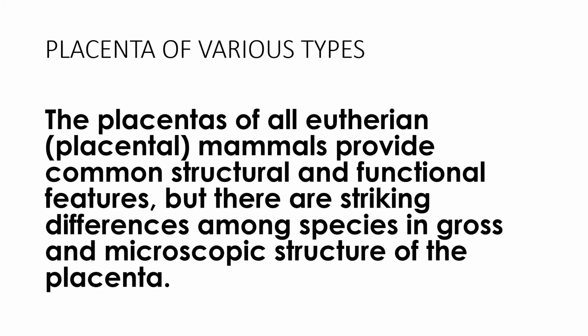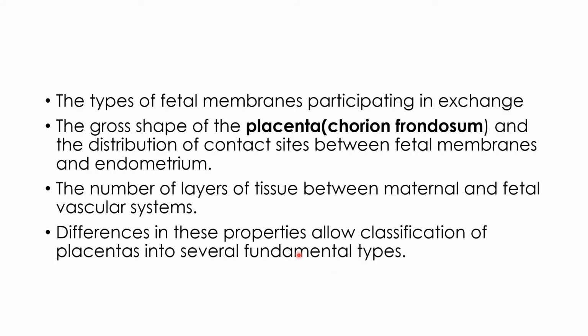So the placentas of all eutherian or placental mammals provide common structural and functional features, but there are striking differences among species in the gross and microscopic structures of the placenta. The type of fetal membrane participating in exchange, the gross shape of the placenta, the chorion frondosum, and the distribution of contact sites between the fetal membrane and the endometrium, and the number of tissue layers between the maternal and fetal vascular systems. Differences in these properties allow the classification of the placenta into several fundamental types.